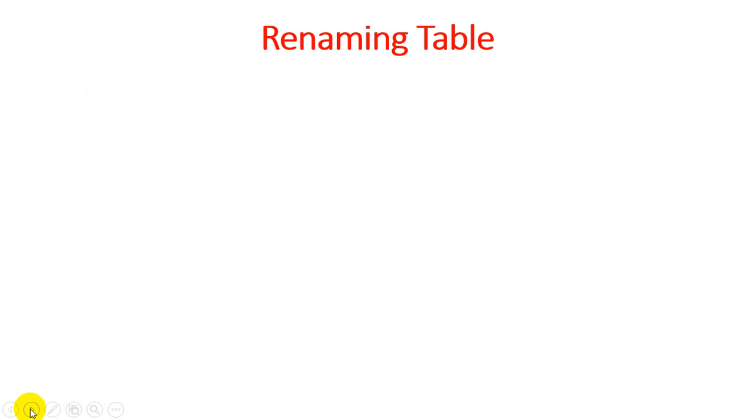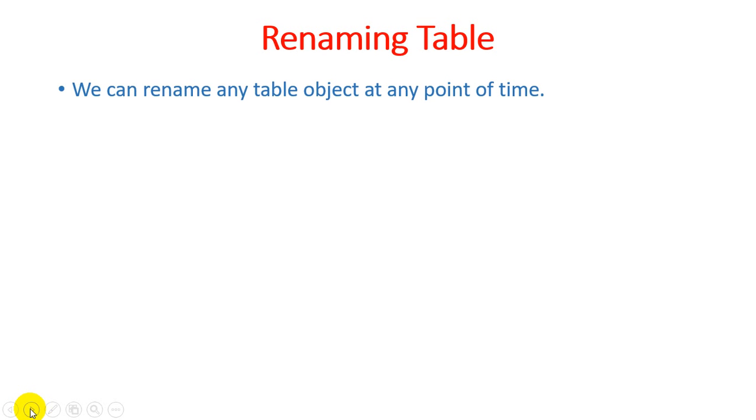Now a third concept, which is really important nowadays: if you want to change the name of an existing table, you can go with renaming a table. We can rename any table object at any point of time. And what is a table object? It may be a table name, a column name, an attribute, or we can say a tuple.